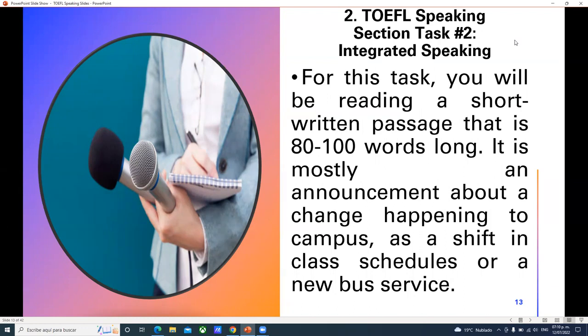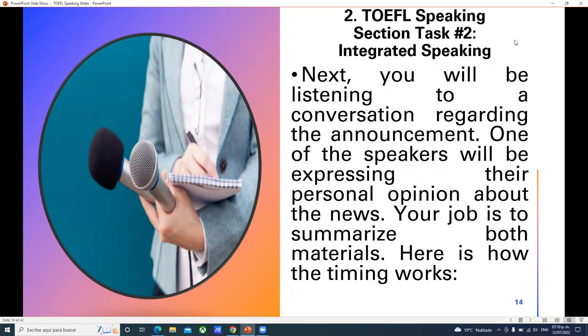You're going to receive that passage, you're going to read it, and after that, you're going to immediately receive a conversation regarding the announcement. That is to say, you're going to have two speakers, and one of them is going to be giving their opinion about the news or about the passage you just read.